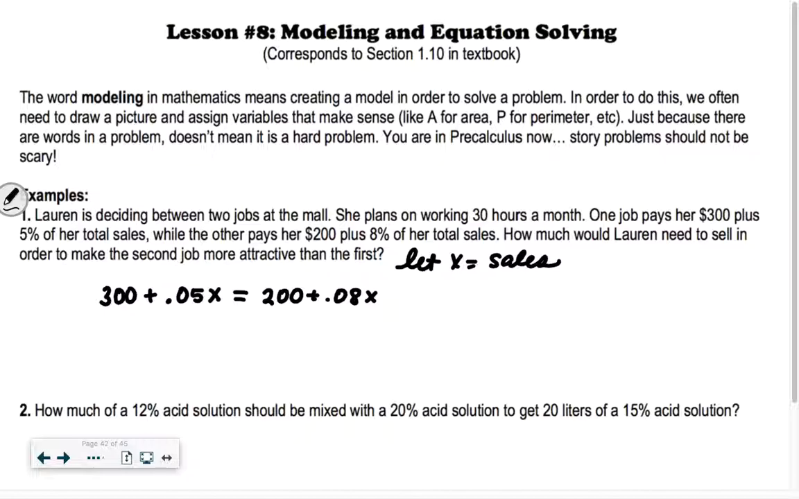Now we're going to just solve this out. We're going to subtract the 200 over and we get 100. We're going to subtract the 0.05 over, so 0.08 minus 0.05 is 0.03x. And we can divide that over. So if I have my 100 and I divide by 0.03, I get 3,333.33. Now this is money, right? So we're going to round to 2 decimal places.